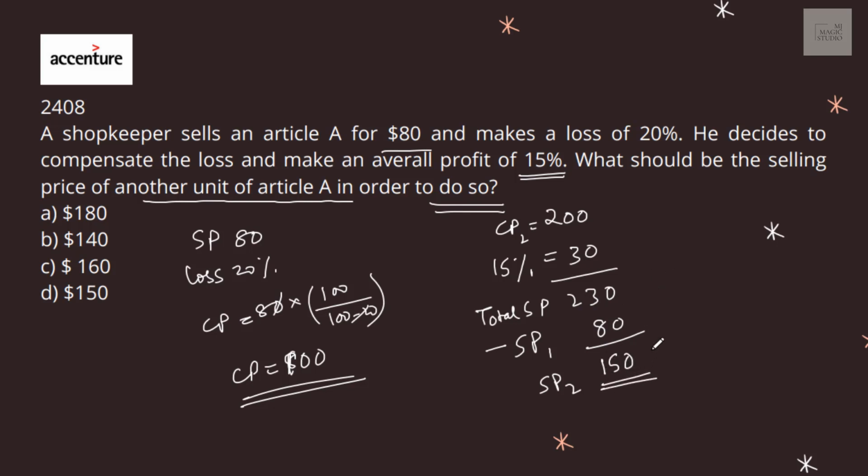If he is selling the second article at rupees 150, or you can also say at 50% profit, this type of question can also be asked. So if the second article is being sold at 50% profit or rupees 150, he would be making an overall profit of 15%. We have this in option D, and that is the answer.